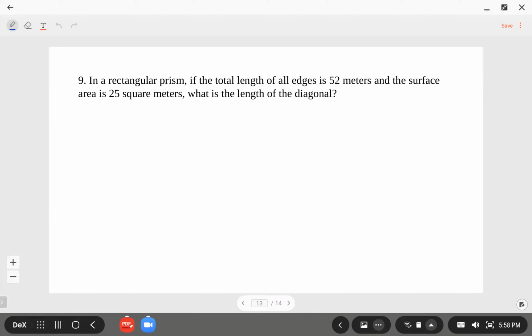In a rectangular prism, if the total length of all edges is 52 meters and the surface area is 25 square meters, what is the length of the space diagonal? All right, so what is the total length of all edges? You have a rectangular prism here, right? So basically, these are all edges. Let's say one edge is 2, 3, and then we have 4 here. Basically, you're adding all those edge lengths together. And that equals 52 meters. That's what you're supposed to do.